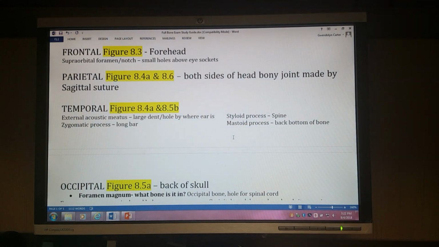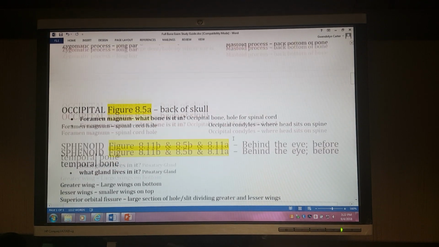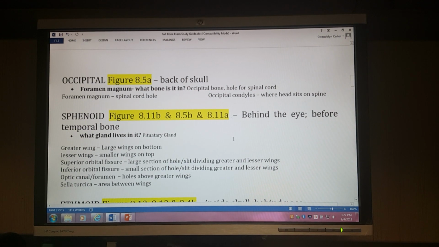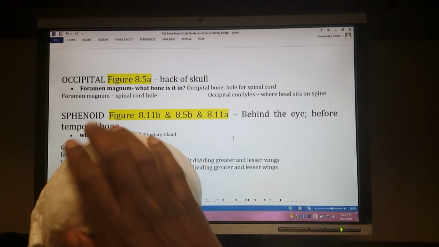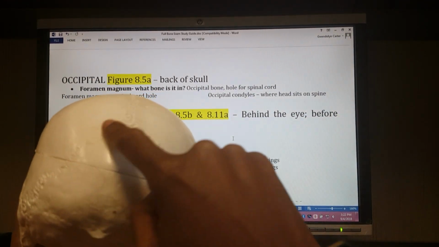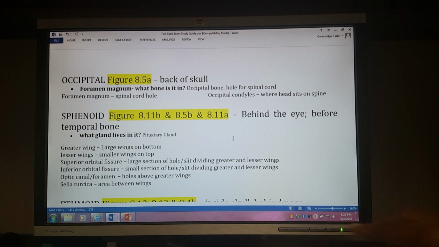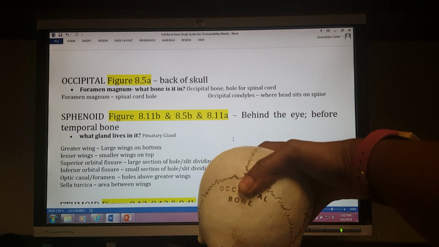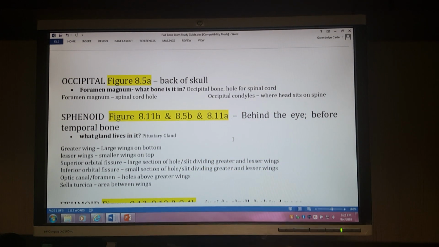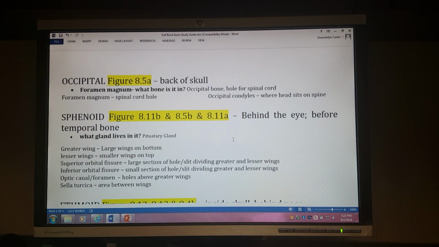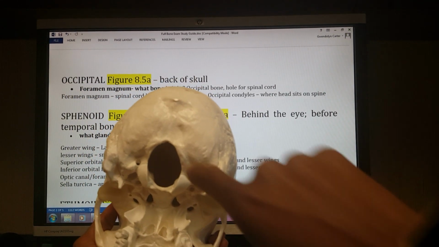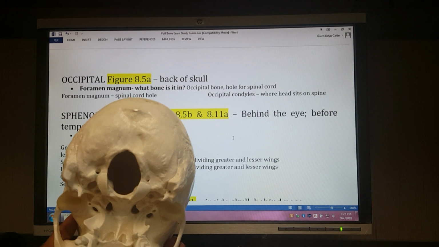Next bone for our cranium or skull is the occipital bone. The occipital bone is at the back of the skull. So it's this big bone here. We have our lambda suture running across it. Halloween decoration works just fine. For the occipital bone, the features you have to know, a really obvious feature is this big gigantic hole called the foramen magnum.